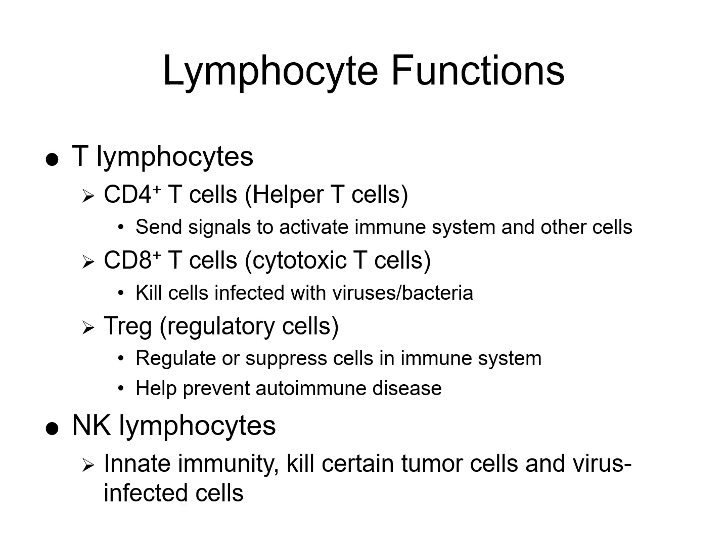Then we have the Treg cells, or the regulatory T cells. These function to regulate or suppress immune system activity. They help prevent autoimmune diseases by controlling excessive immune responses and maintain immune tolerance to our self-antigens. Then we have the NK lymphocytes, or the natural killer cells. These are part of the innate immune system. They kill certain tumor cells and virus-infected cells without prior sensitization, and they provide a rapid response to infected or transformed cells.